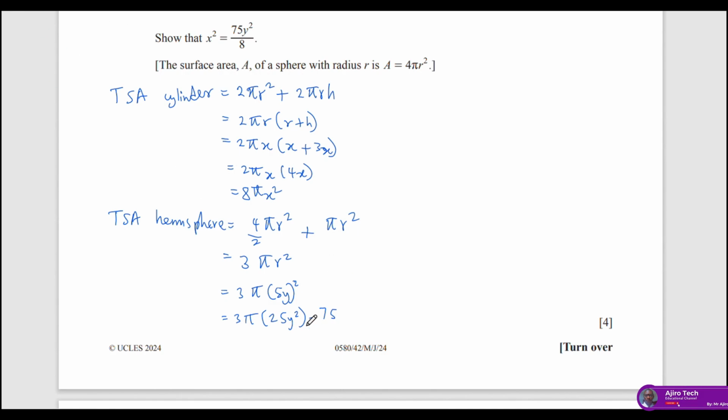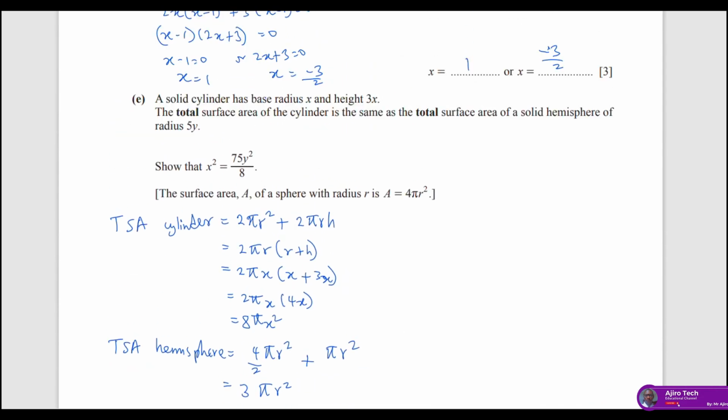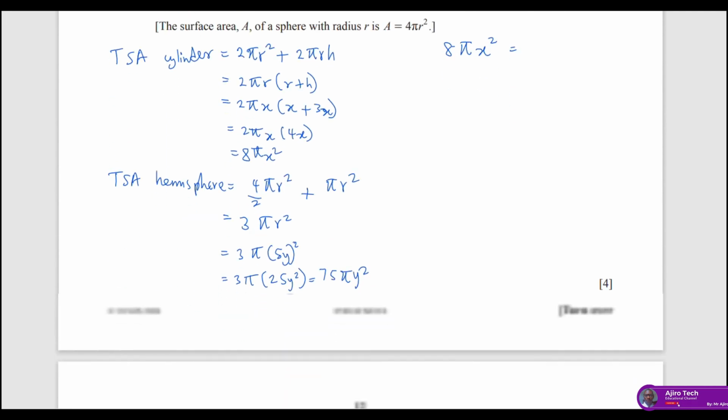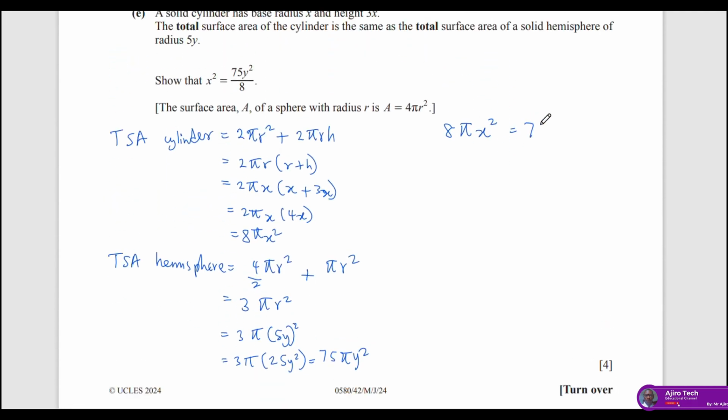So now they said that these two surface areas are equal. So I can say that 8 pi x squared is 75 pi y squared. So I can solve x squared by writing 75 pi y squared over 8 pi. Pi cancels pi. So x squared should be 75 y squared over 8. Proven.